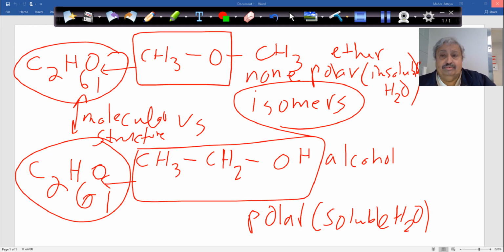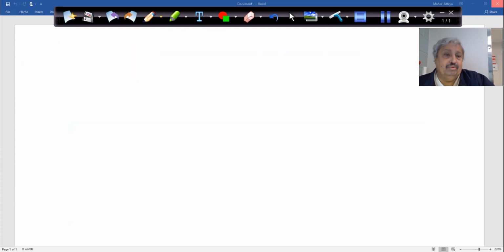So you know what isomers are now. And there are many molecules like this. They will have the same molecular formula, but they differ in space. The rearrangement in space will be different, leading to different groups with different physical and chemical properties.